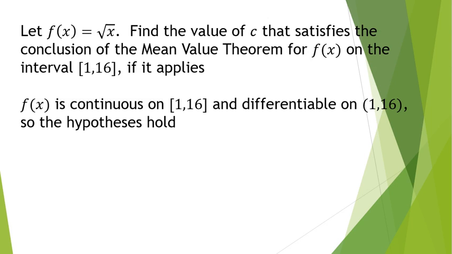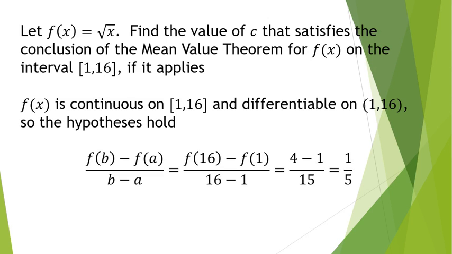Well, looking at your given interval, the first number that's written is a. The second number that's given is b. So making those substitutions, (f of b minus f of a) all over (b minus a) is (f of 16 minus f of 1) all over (16 minus 1). Plug these values in, take the difference, and simplify. You come out with 1/5. So that's the right-hand side of the conclusion of our theorem.